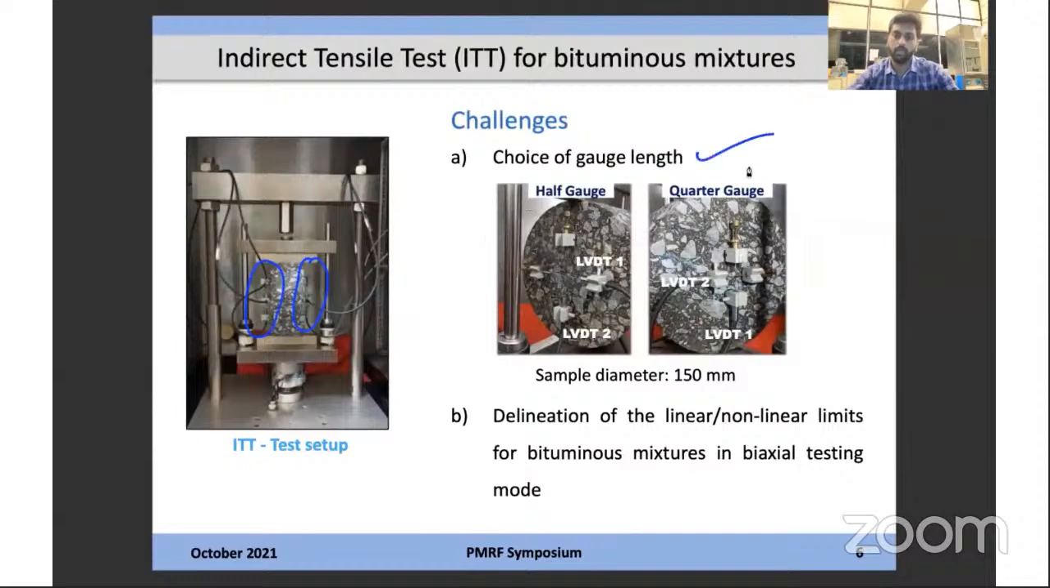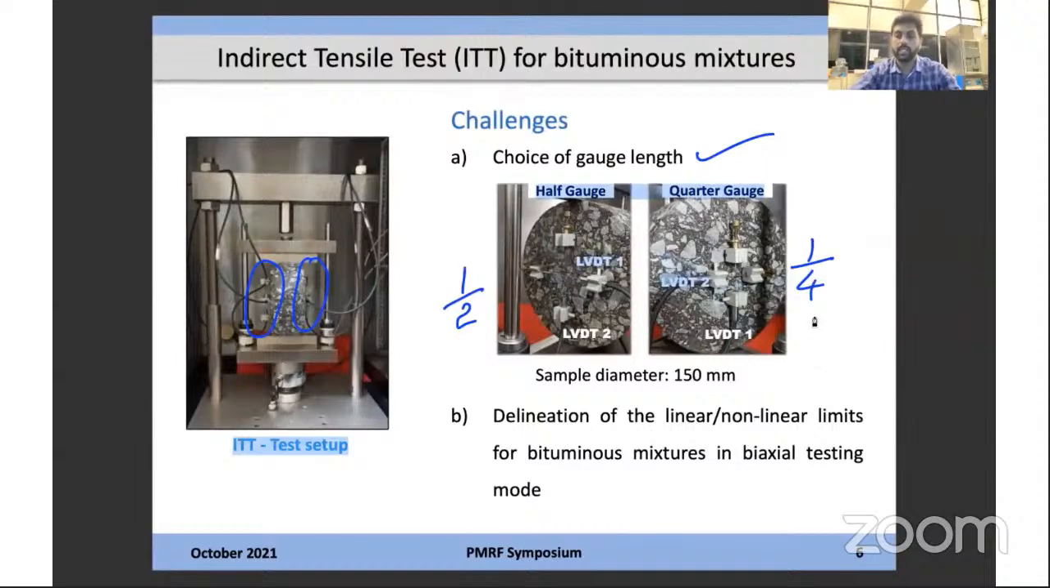One is the choice of gauge length. One can capture the response by fixing the LVDT in the horizontal and vertical direction, and the deformation under consideration will be over 1/2 of the diameter of the specimen. However, in the case of a quarter gauge, the deformation is considered over only 1/4 of the diameter of the specimen, which is termed the quarter gauge length.